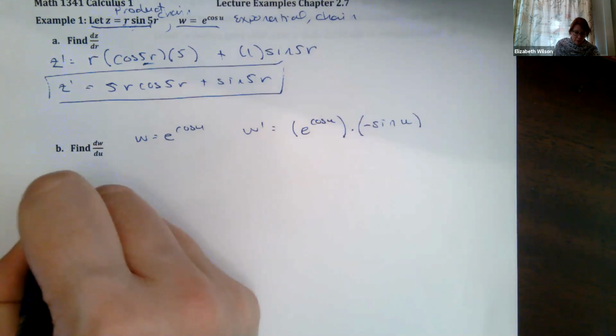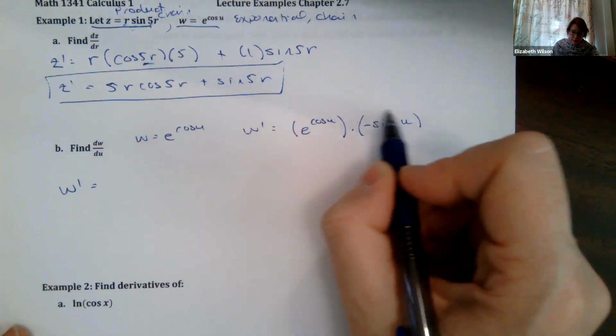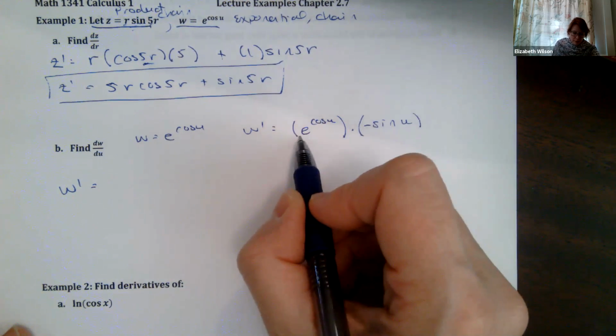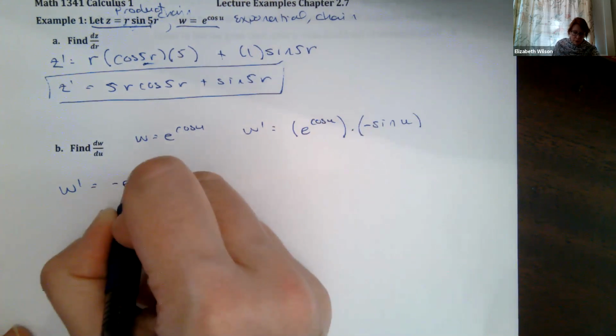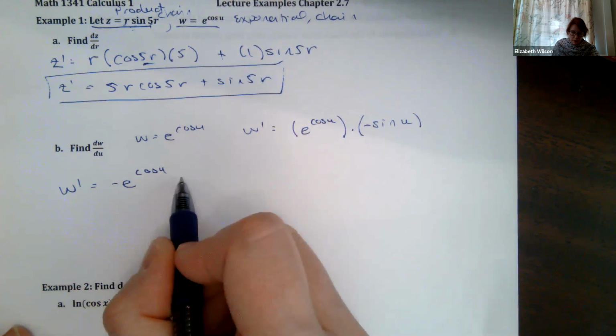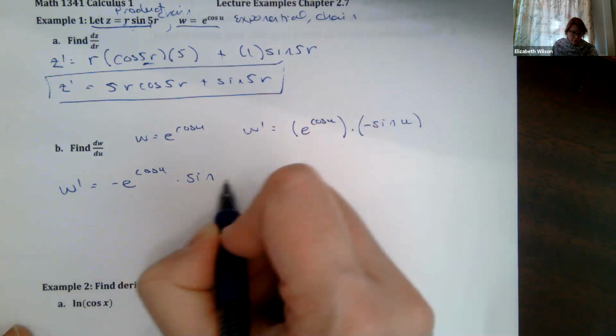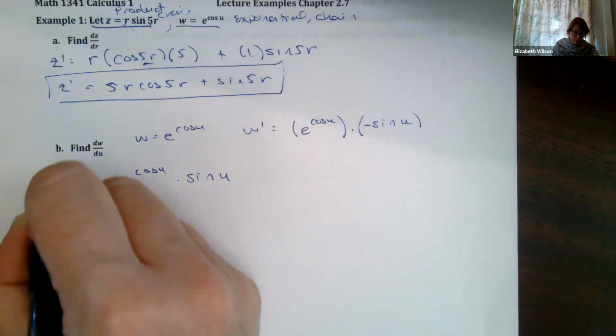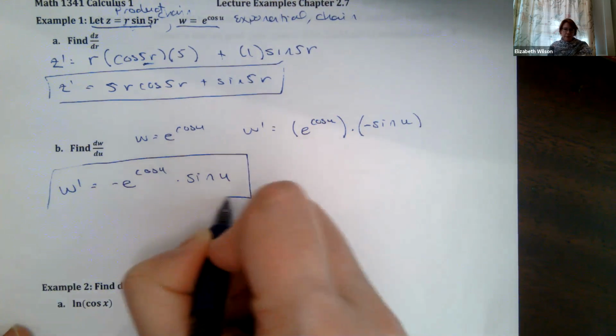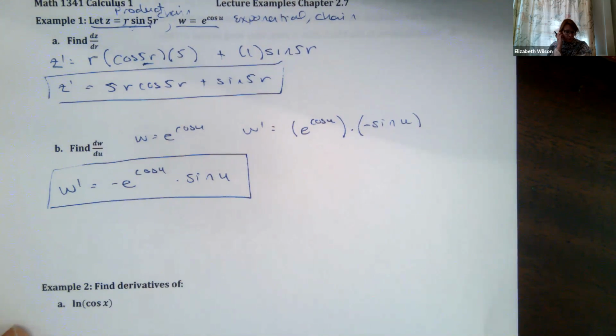And now, actually, we tend to put the negative out front. So minus e to the cosine of u becomes an amplitude for our sine of u function. Okay, and then we're done with that one.